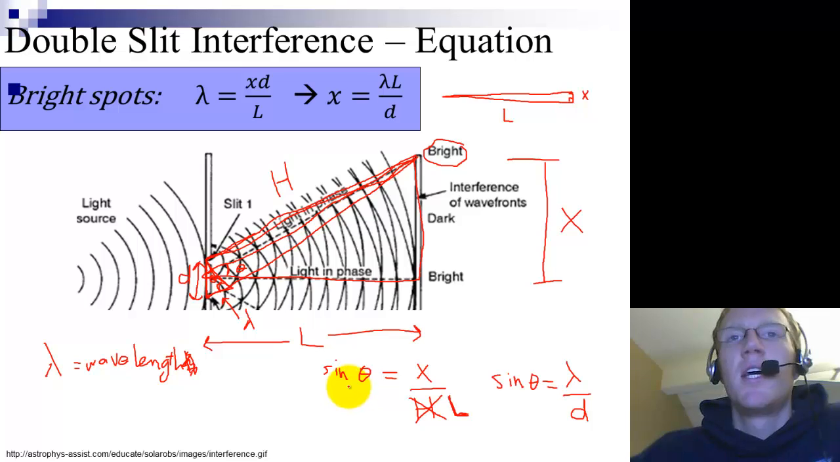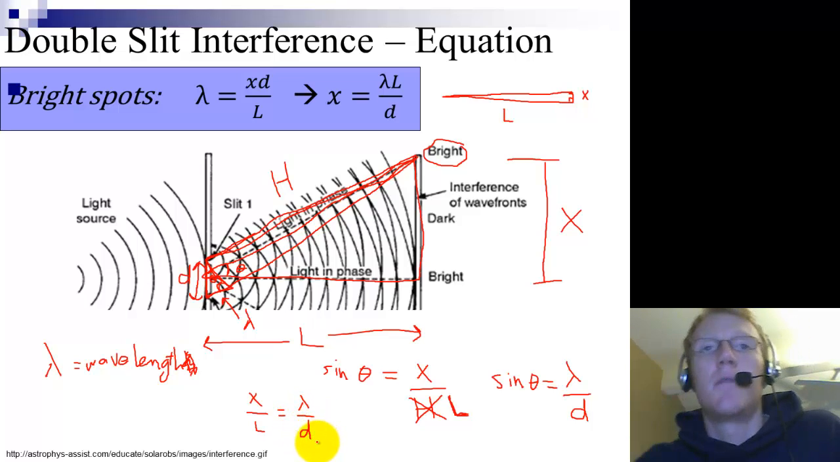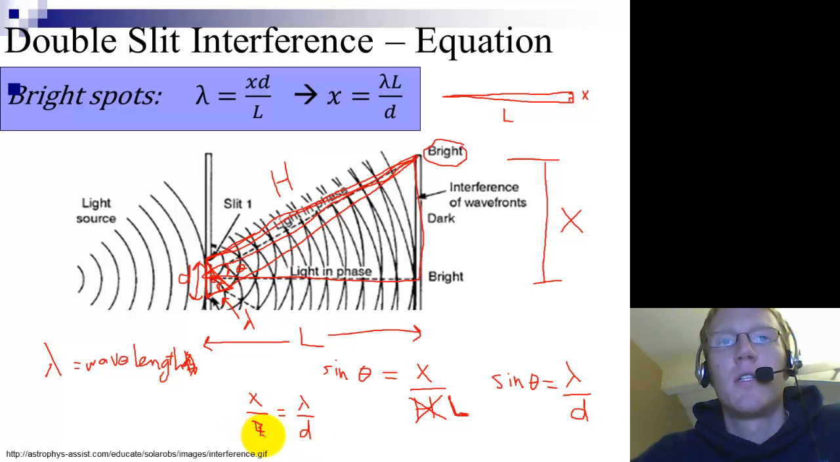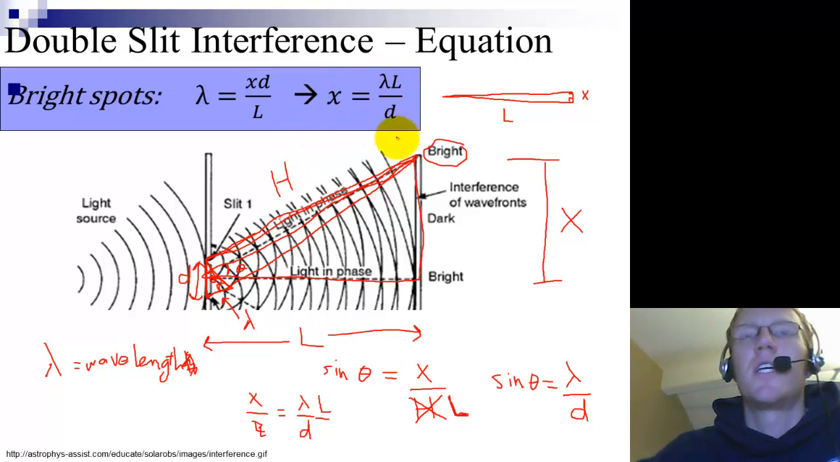And so since sine of the angle equals x over L and it also equals lambda over d, we can set those two equal to each other. X over L equals lambda over d. And we can solve for x by moving L up here. And then you have the formula exactly right here. X equals lambda L over d.